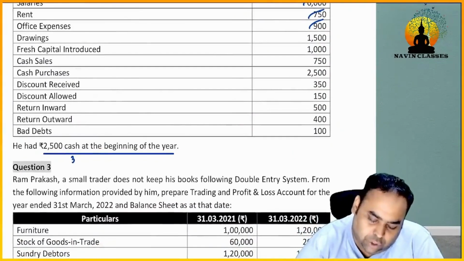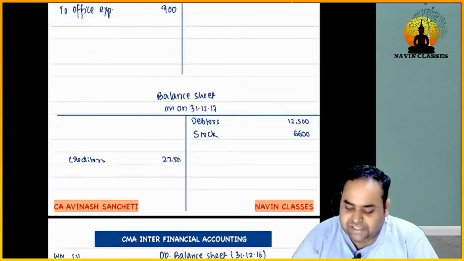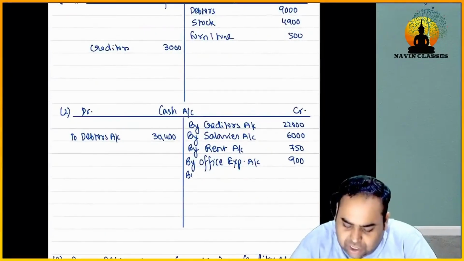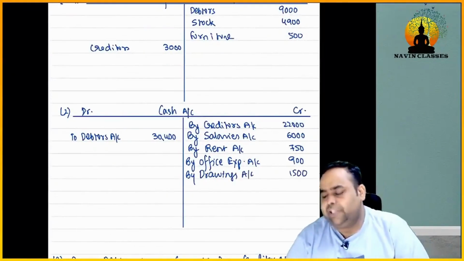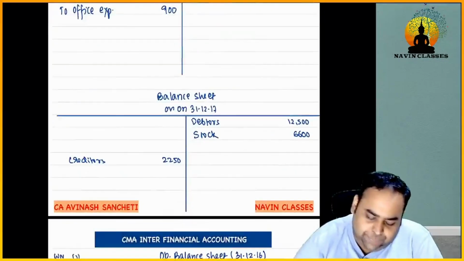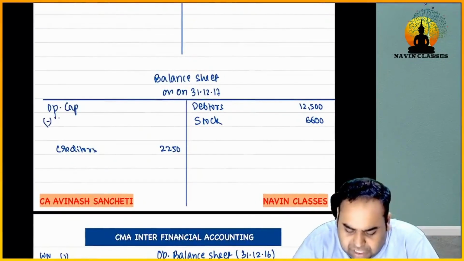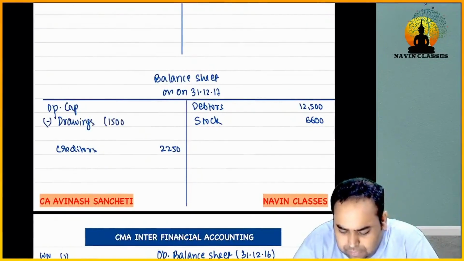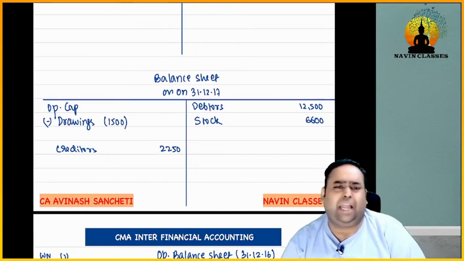Next is drawings are 1500. It is for drawings. Money was taken out of business for personal use. So first write in cash account by drawings 1500. Tell me, where do drawings go in final accounts? It's subtracted from the capital. So I'll show this by deducting from capital. Opening capital is not yet known in the balance sheet. Drawings 1500. The drawings goes to the balance sheet, so I deducted it from the capital.